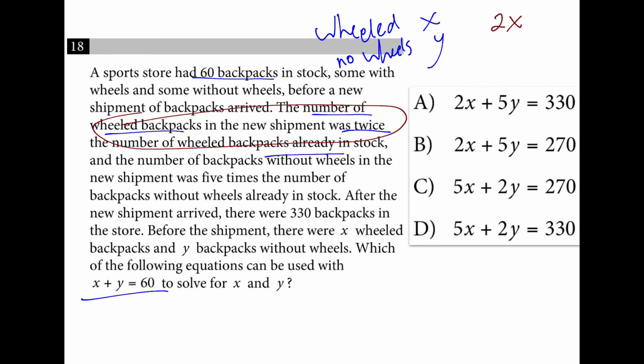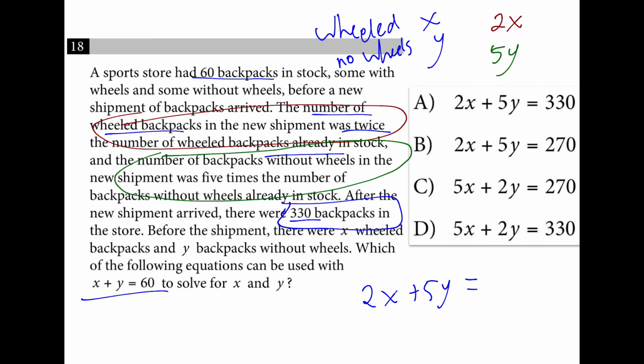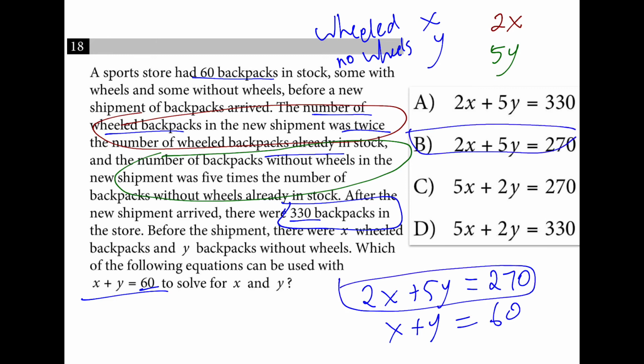And then down here, the number of backpacks without wheels is 5 times the number, so that's going to be 5y. And down here, we see after the shipment, there's 330 total. So we're going to use that with 2x plus 5y is equal to the difference between the two, because 330 minus the 60 is 270. And you could use these two equations to solve it, but they don't even want you to do that. They just wanted you to calculate this equation, which is here, B.